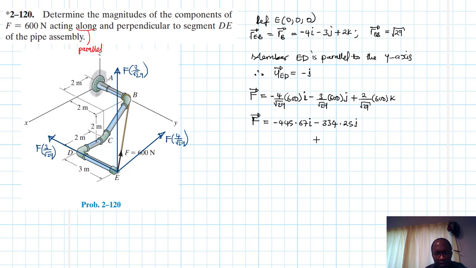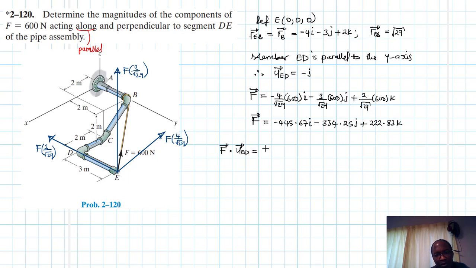Okay, and then we have 2 by 600 divided by root of 29. This one gives us plus 222.83k. So we have a vector, so we just need to do the dot product now. Okay, so let's do the dot product. So we'll say first vector dot the unit vector along ED. This will allow us to find the component parallel to DE or ED.